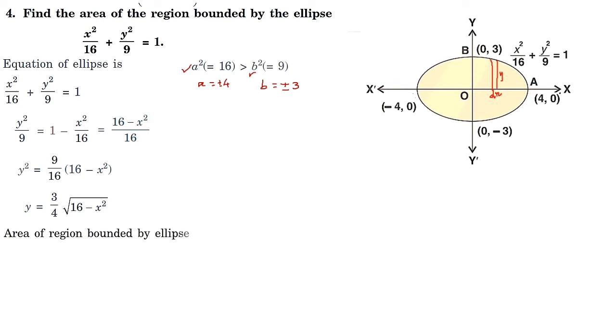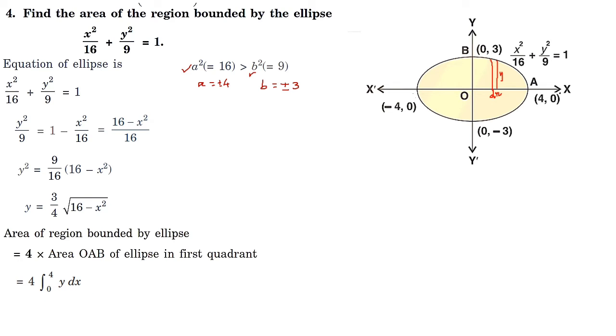Okay, so area of region bounded by the ellipse is equal to 4 into area of OAB of the ellipse. Okay, 4 portions are there. One portion we will calculate and multiply with the 4. That is 4 into integral, the x-axis value starting from 0 to 4, integral 0 to 4 y dx. Okay, y dx. That's why we have calculated the y value here. Okay, I told you in the beginning that I will explain later. So why we calculated y here? Because we applied the formula like this.